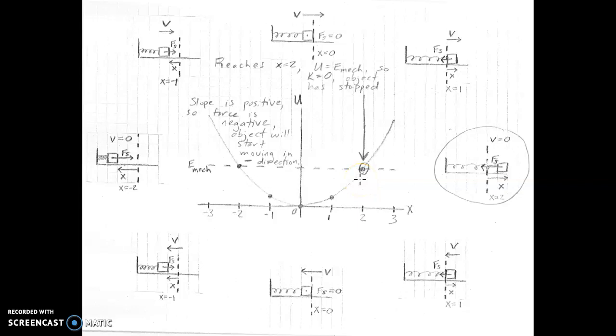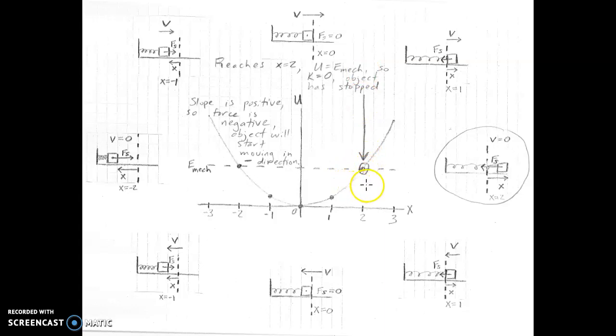And then it keeps slowing down until we get to the point where it eventually stops. And we can tell where it stops because at this point, the potential energy is the same as the mechanical energy. It has lost all of its kinetic energy and gained all potential energy. And when it gets to this point, it has to stop. So when it reaches point x equals 2, the potential energy is the mechanical energy.